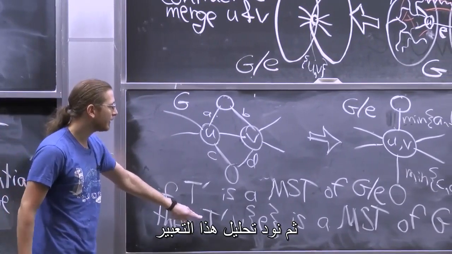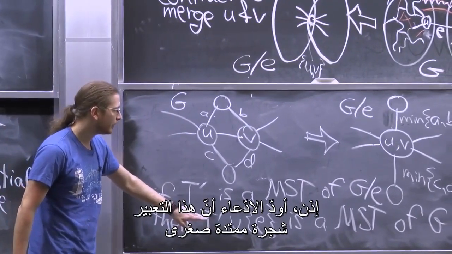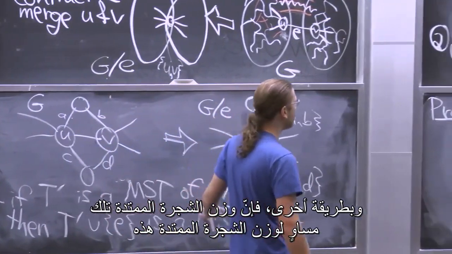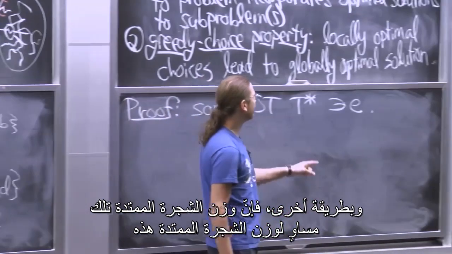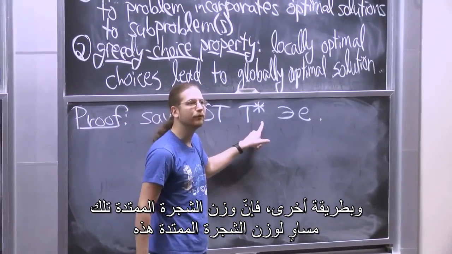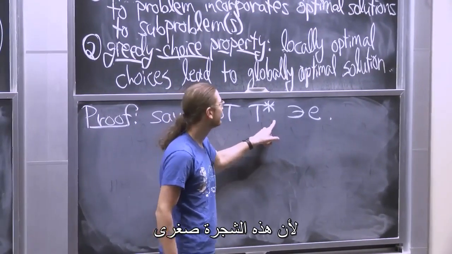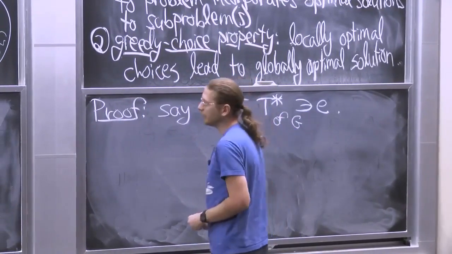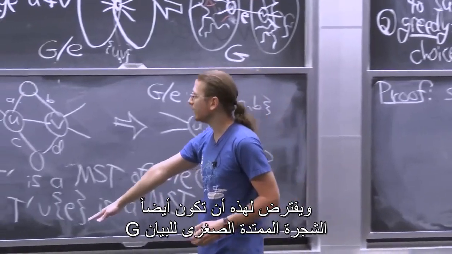And then we want to analyze this thing. So I want to claim that this thing is a minimum spanning tree. In other words, that the weight of that spanning tree is equal to the weight of this spanning tree, because this one is minimum. This is a minimum spanning tree of G. And this is also supposed to be a minimum spanning tree of G.